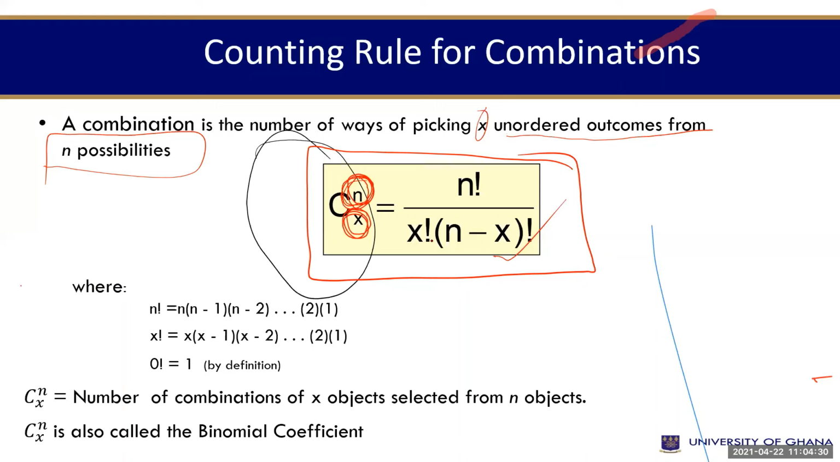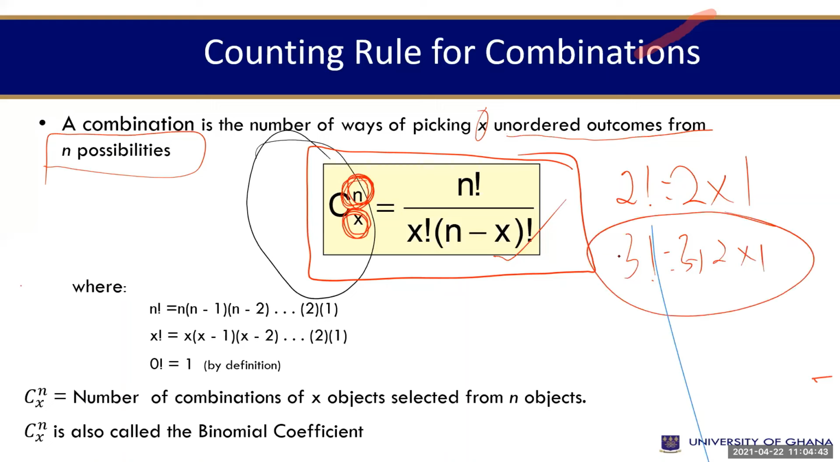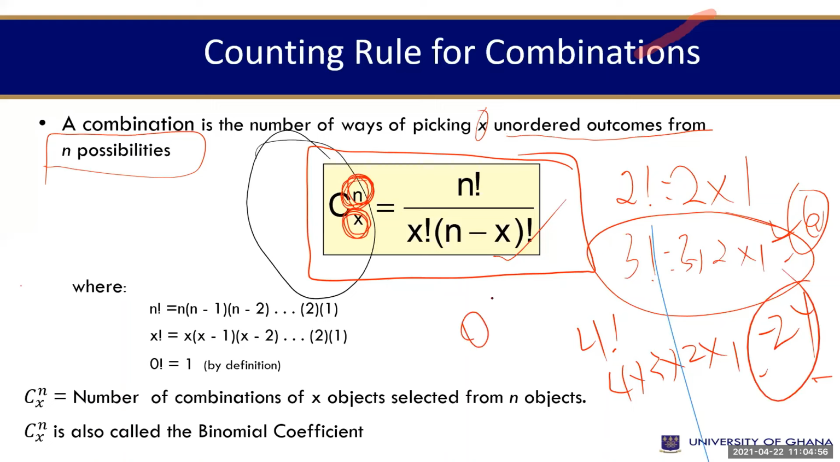N factorial means that if N is the number 2, 2 factorial is 2 times 1. 3 factorial is 3 times 2 times 1. I hope that is okay. That's 6. For those who said they didn't do it, 4 factorial is 4 times 3 times 2 times 1. It gives you 24. And 0 factorial by definition is 1, so note that. As we've indicated here, N factorial is N times N minus 1 and so on to give you the value that you are looking for. Then X factorial is also expressed like this. 0 factorial, as I said, by definition equals 1.